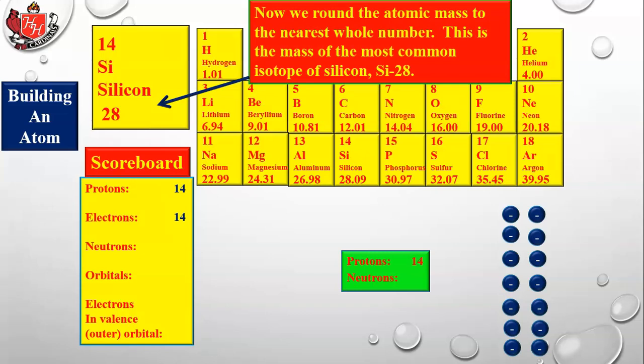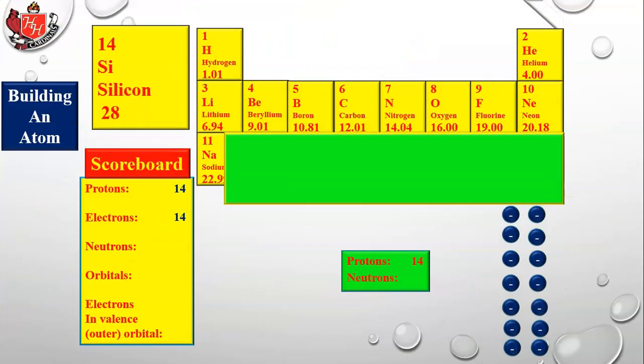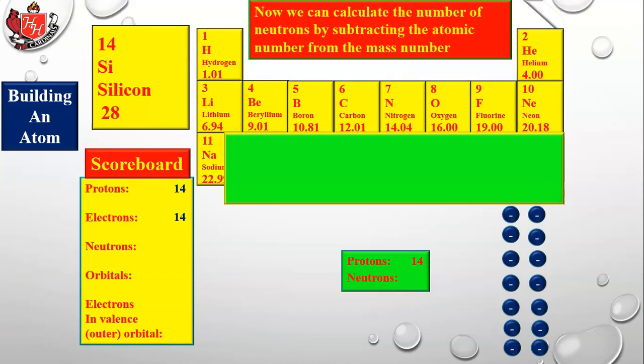Okay, let's keep on going. Now we're going to calculate the number of neutrons. We can calculate the number of neutrons by subtracting the atomic number from the mass number. Since each proton and each neutron has a mass of 1 atomic mass unit, if I know that the mass of this isotope of silicon is 28, then it must have a total of 28 protons plus neutrons. So we're going to put that number right there in that green box.